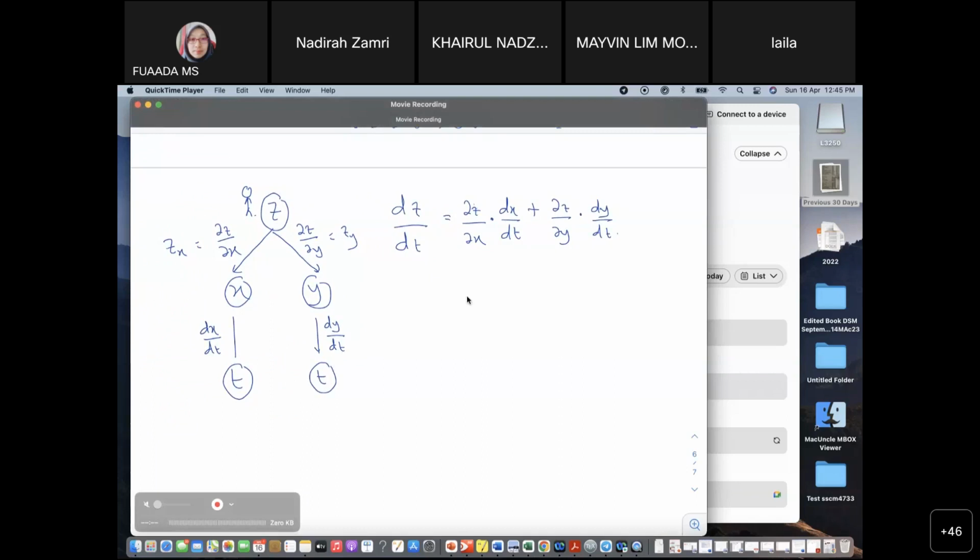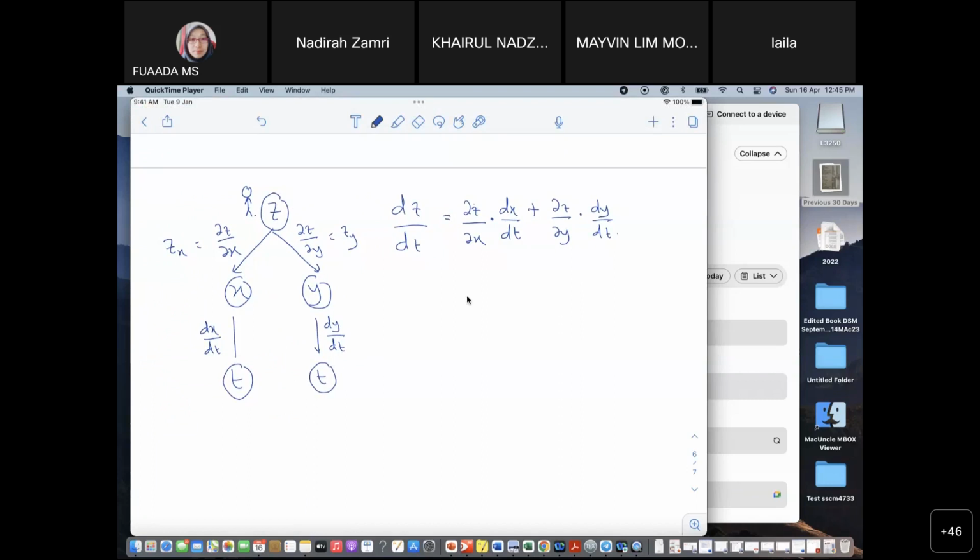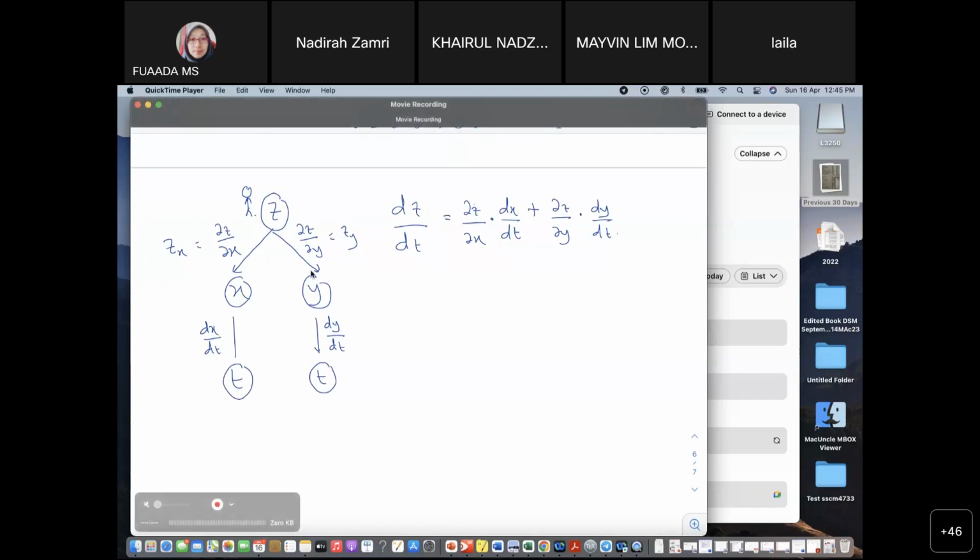Okay, maybe you are still blur because this is just the first time you heard about this. But when you have another chain rule, multiple layers of function, the way you construct the formula is the same. If you have 3 branches, you add one more term at the back. Along the same route you multiply. Different routes you add. That is what I mean.